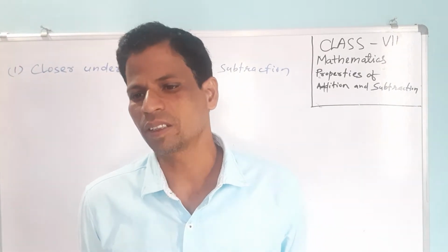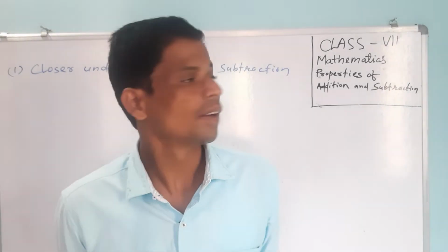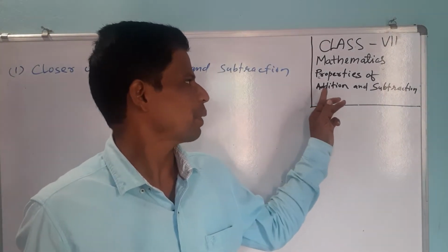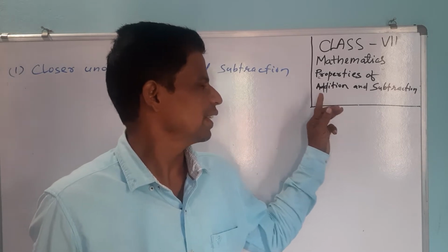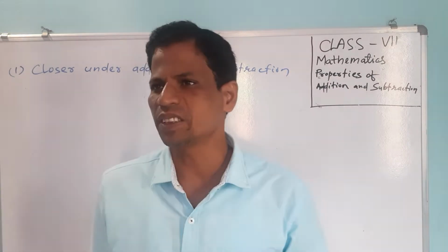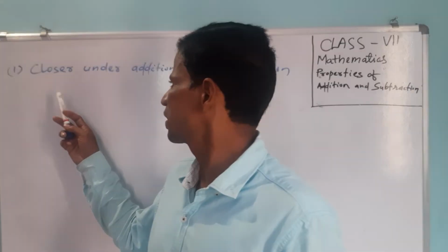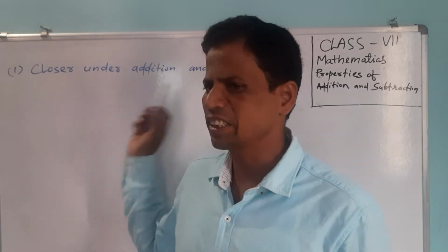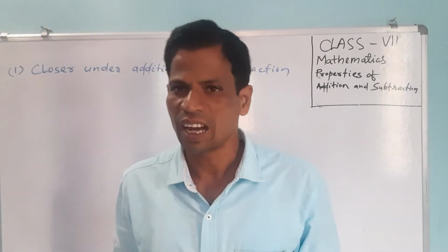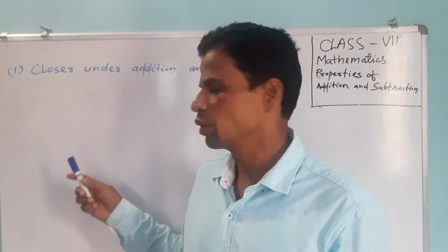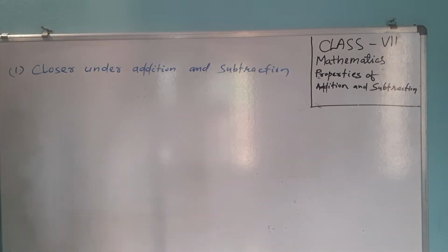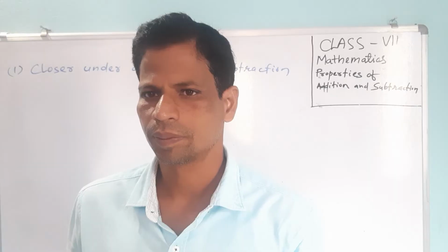Today we will learn the properties of integers in addition and subtraction, in which we will learn the first closure under addition, then commutative, then additive inverse and then associative law. So first we should come towards the closure rule, or closure under addition and subtraction.